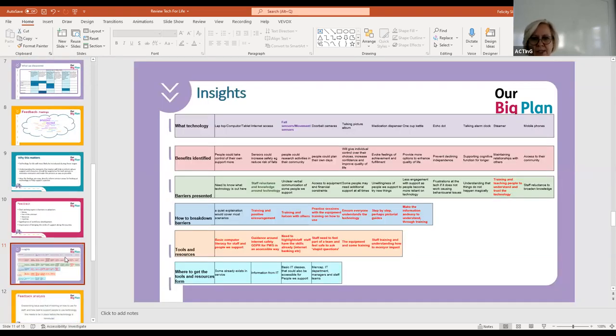And then I asked some questions about what technology services would like. This is to our 6 service teams. What benefits would you identify by using technology? What barriers would you come up against? How would you break down those barriers? What tools and resources would you need and where would you find them?